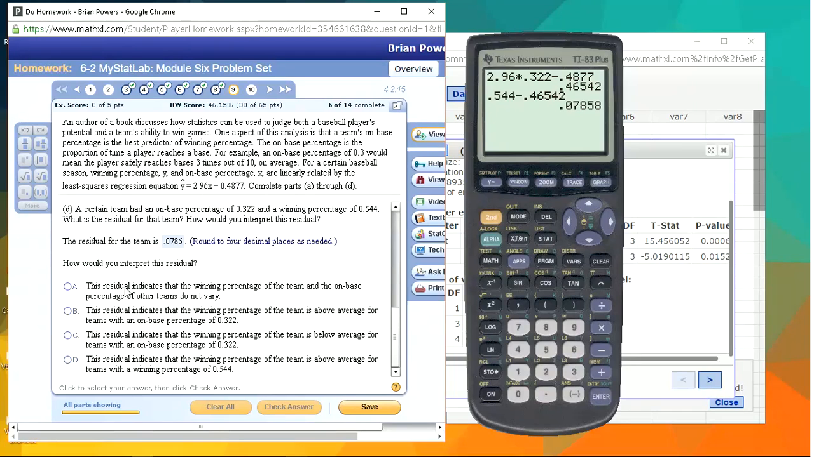So what are these options? The winning percentages of the team and the on-base percentage of the other team do not vary. What? The residual indicates that the winning percentage of the team is above average for those. That's exactly what it indicates. It's above average because it's a positive residual. They did better than the model would have predicted. That's the only one of these that makes any sense.